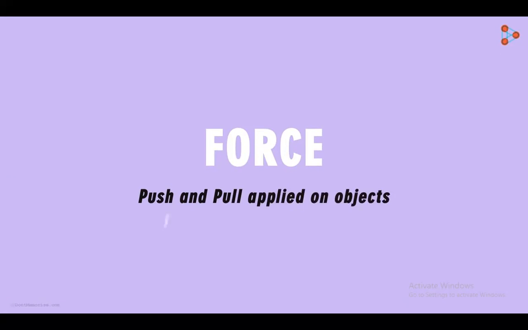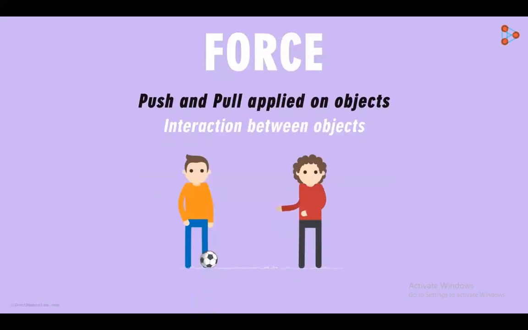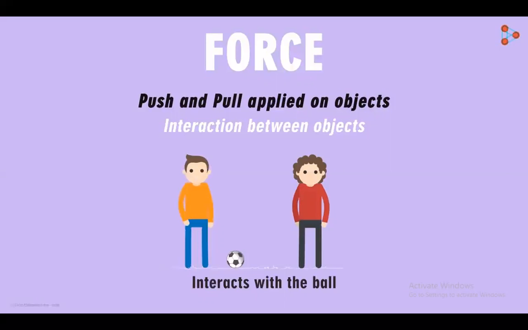Forces are due to interaction between the bodies or objects. What does it mean? Let's go back to our first example of this video. Here, in order to pass the ball to his teammate, the player must move it. That is, he must interact with the ball to move it in the direction of his teammate. He interacts with the ball by kicking it. The ball and the player interact with each other.